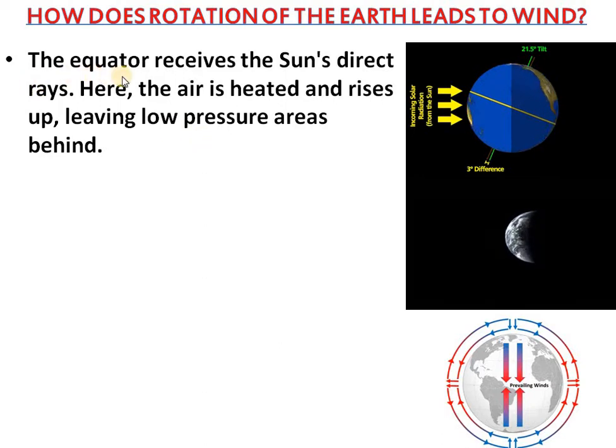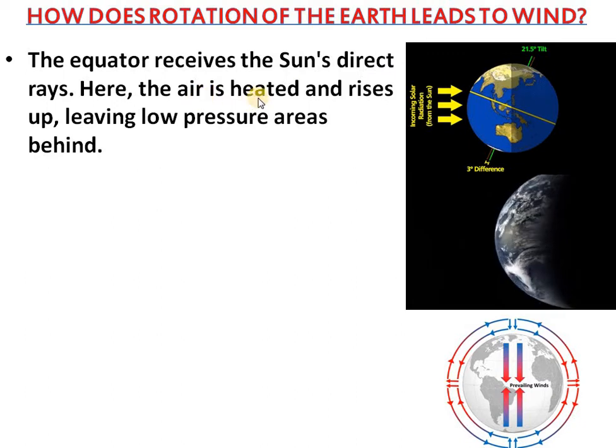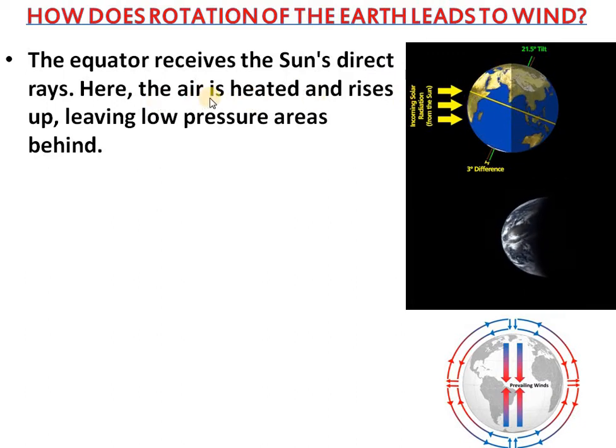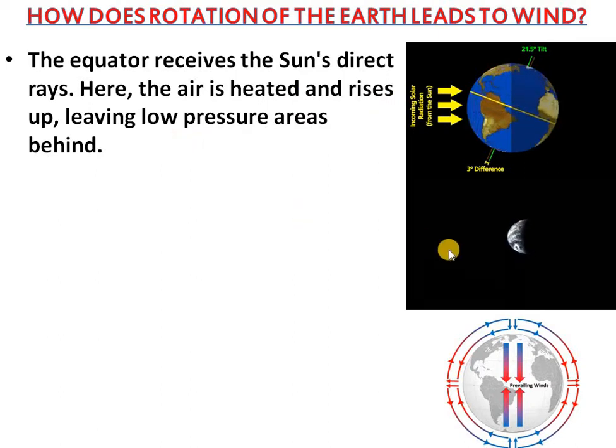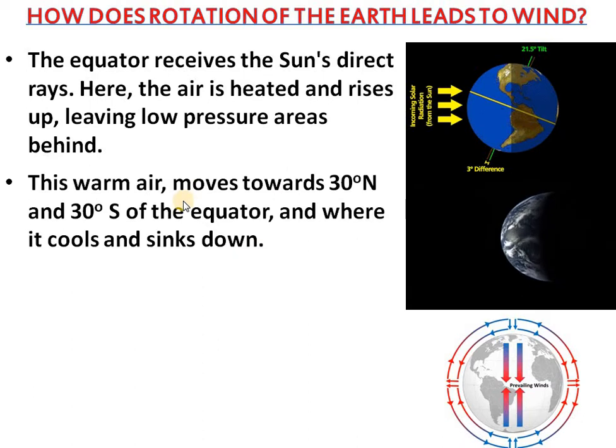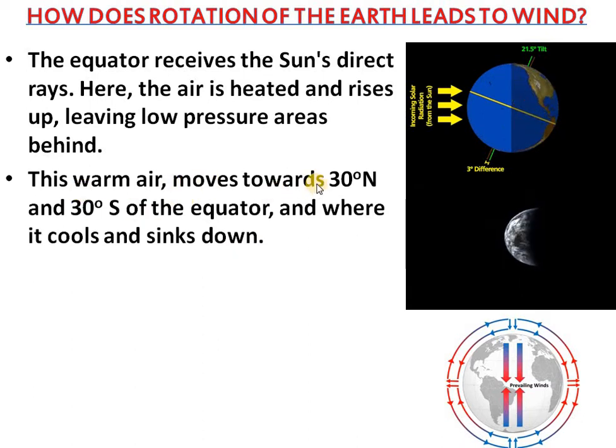So that is what is written here. The equator receives the sun's direct rays, as shown in the figure. Here the air is heated and rises up, leaving a low pressure area behind. And this warm air moves towards 30° north and 30° south of the equator.